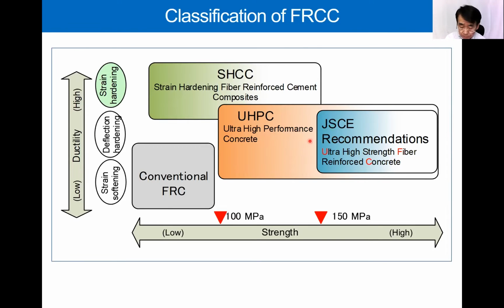Incidentally, the JSCE recommendation covers concrete with characteristic compressive strengths of 150 megapascal or higher, and it's called ultra high strength fiber reinforced concrete in Japan. Personally, I don't like the term UHPC because we don't know what ultra high performance is. People who hear UHPC for the first time can't imagine properly what kind of concrete it is. So we call it ultra high strength fiber reinforced concrete in Japan.